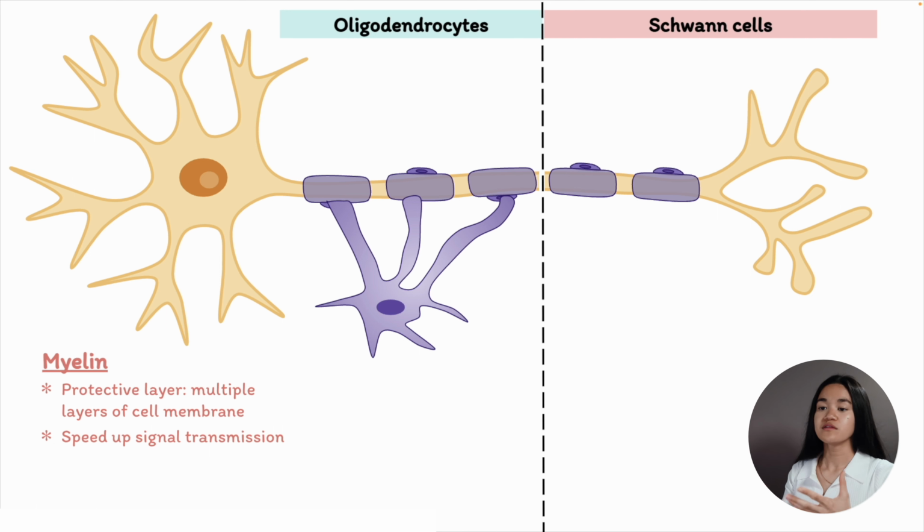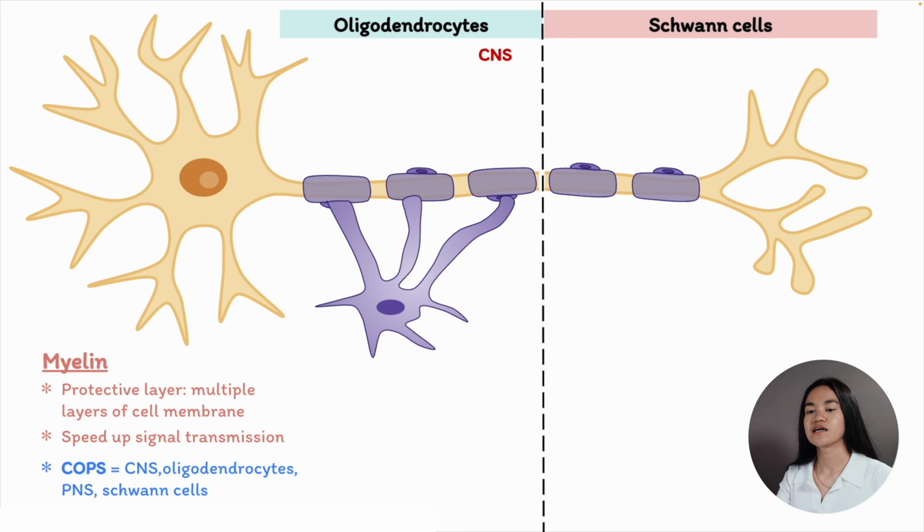So when the myelin sheath is damaged, the signal is slowed or stopped. Without myelin, the electrical impulses would be a lot slower. These signals would be delayed and disrupted. So these glial cells are crucial in providing support to neurons. In the central nervous system, the brain and spinal cord, oligodendrocytes are responsible for generating the myelin sheath. And in the peripheral nervous system, it's the Schwann cells. A mnemonic to help you remember this is COPS, C-O-P-S. Central nervous system, oligodendrocytes, PNS, Schwann cells.